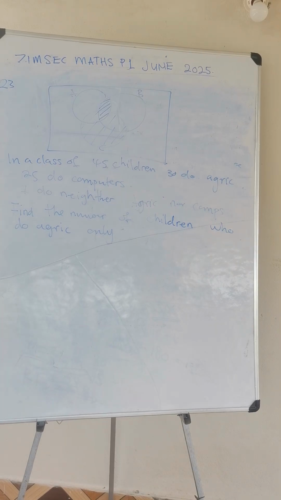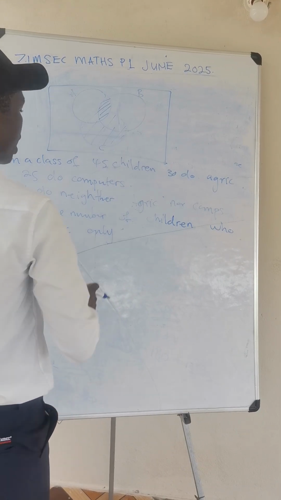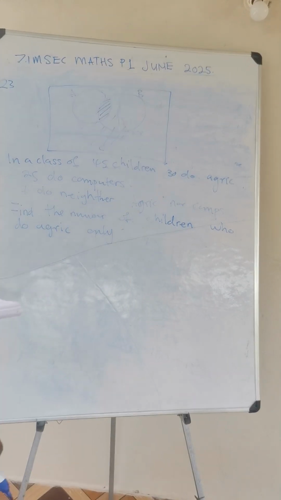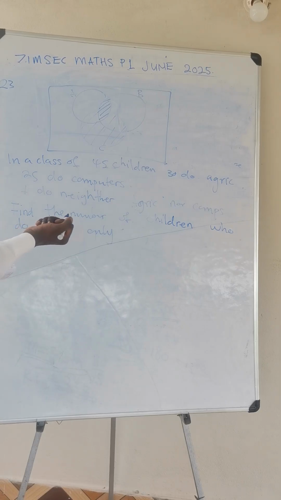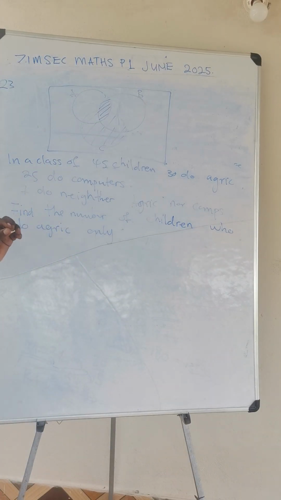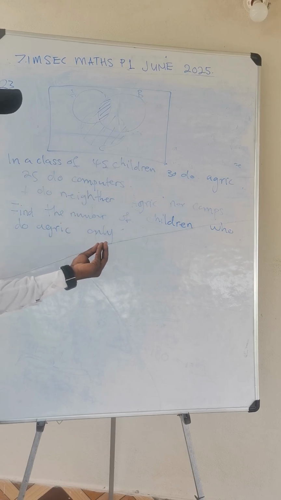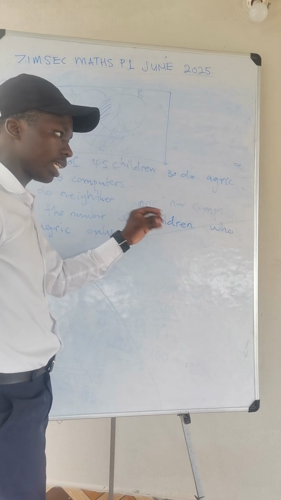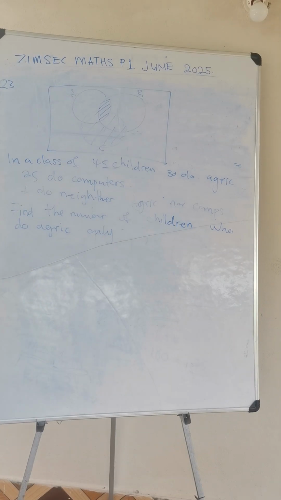But we have a total of 45 children. Some are doing agriculture, some are doing computers, as you can see. So we have to find those who are doing both, because some are doing agriculture and computers at the same time. We subtract the number of those who are doing both from the number doing agriculture, then we get the actual number of children who are doing agriculture only.